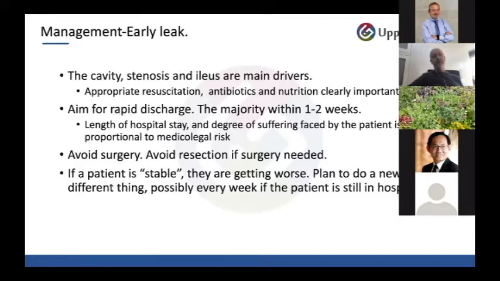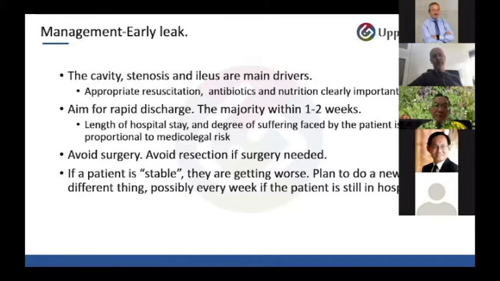Early leaks, I think the cavity, any stenosis and an ileus are the main drivers. You clearly have to resuscitate the patient and give them antibiotics and consider nutrition. But I'd like most of these patients to be considered for rapid discharge, especially people with localized abscesses. And there's very few sleeve leaks I won't get home within 1 to 2 weeks now.